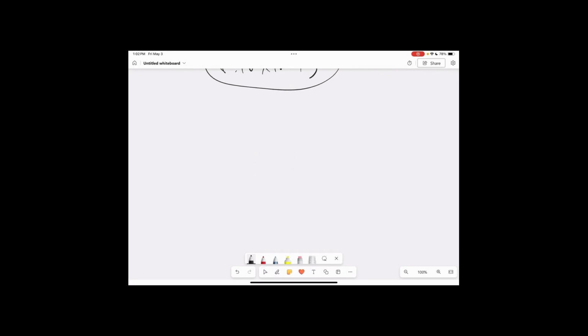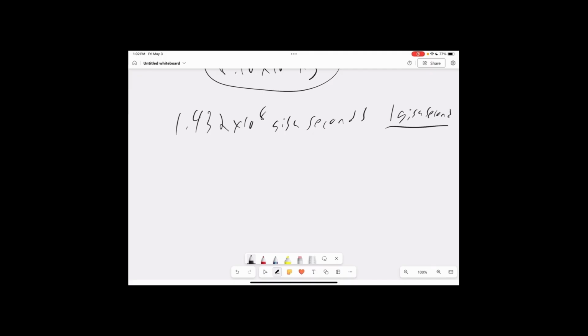And then lastly, approximate age of the Earth is 1.432 times 10 to the 8th gigaseconds. So in 1 gigasecond, giga means 10 to the 9th, there are 10 to the 9th seconds. Meaning there are 10 to the 9th seconds in 1 gigasecond. I should have written it like this, it's easier. Also, technically it's capital G for giga, if I want to be a stickler about it, which I should be.